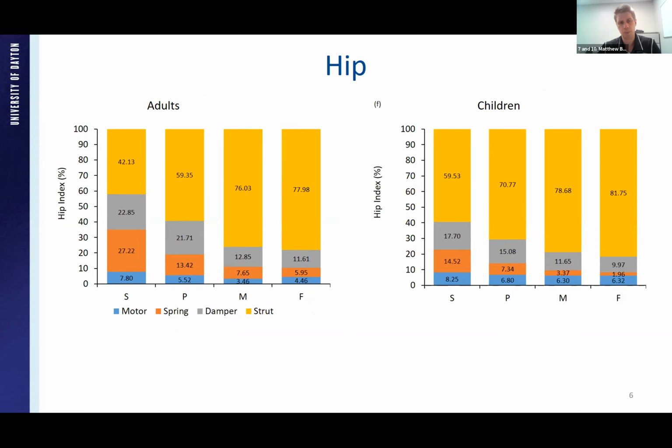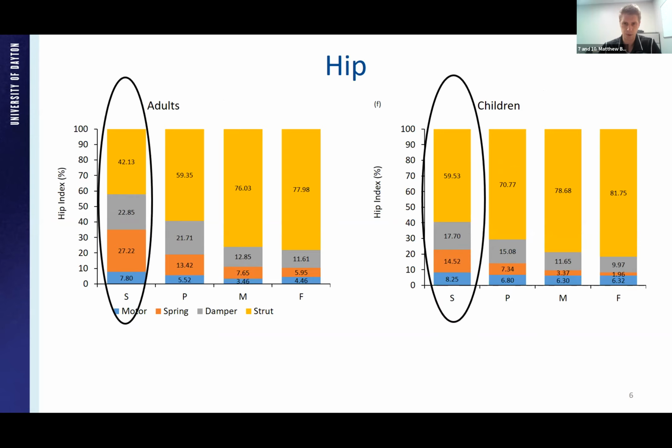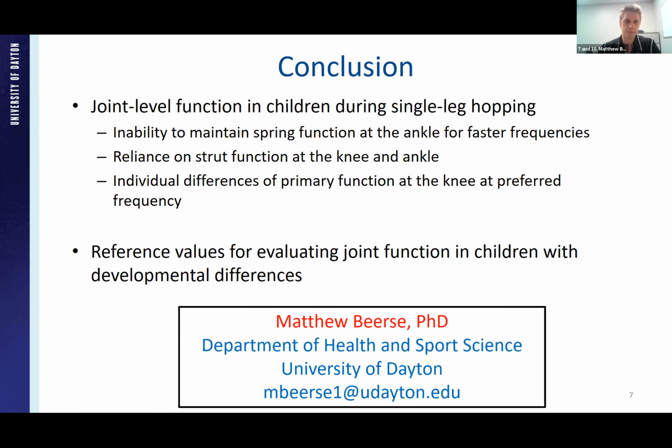For the hip, we can see mostly strut-like function for both groups. The interesting result here is that children, similar to the other joints, tended to rely more on the strut-like function at the slower than preferred condition, although it's definitely primary for both.